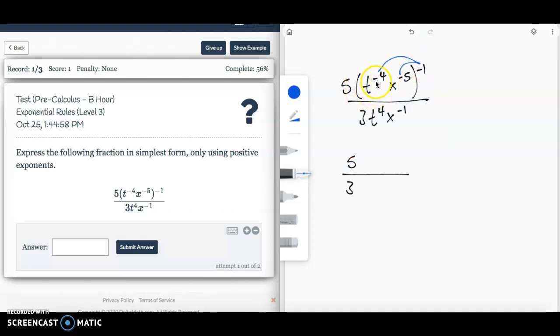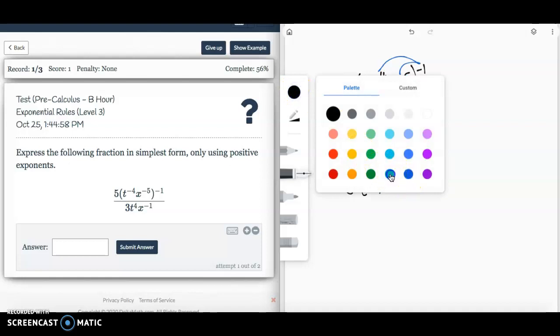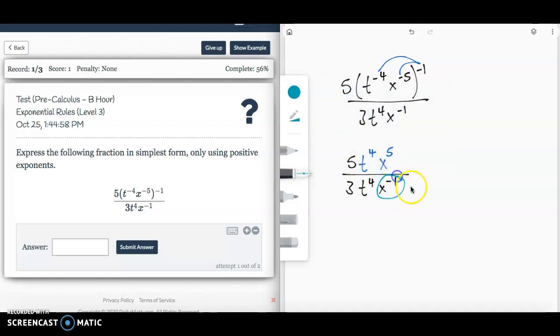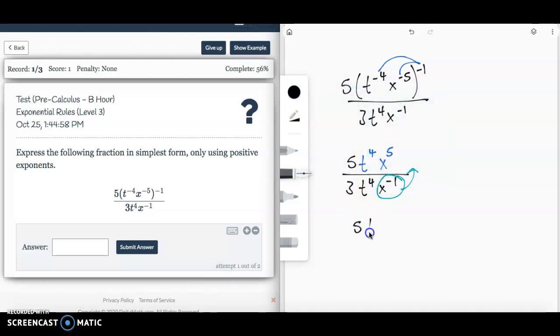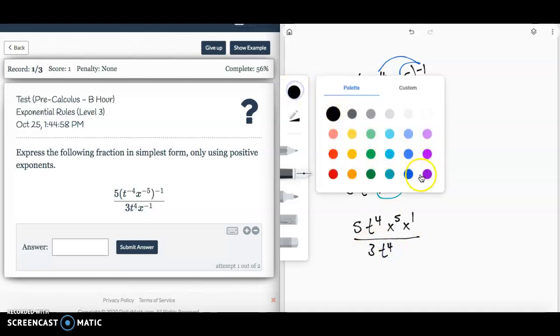When you have an exponential expression to another exponent, a power to a power, you go ahead and you multiply those. So I'll end up with t to the negative 4 times negative 1 is a positive 4, and then x, negative 5 times negative 1 is a positive 5. On the bottom, nothing happened down here, so my t to the 4th and x to the negative 1st power. I notice that this guy is currently living on the wrong side of the fraction, so I'm going to go ahead and scooch him up there. So I'll have 5 t to the 4th, x to the 5th, x to the 1st, all over 3t to the 4th. And now we'll combine my x's and t's.